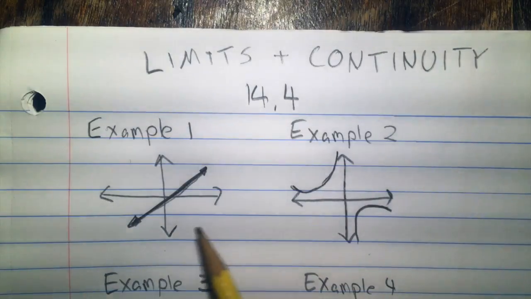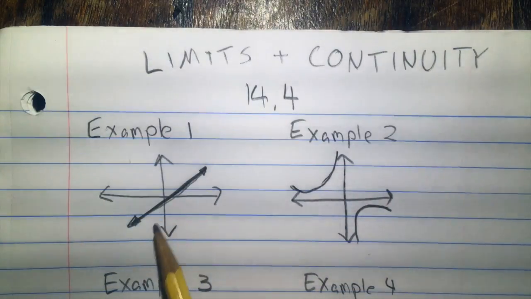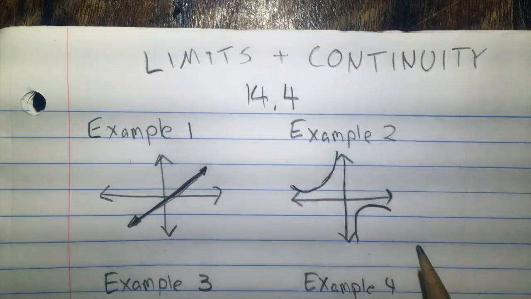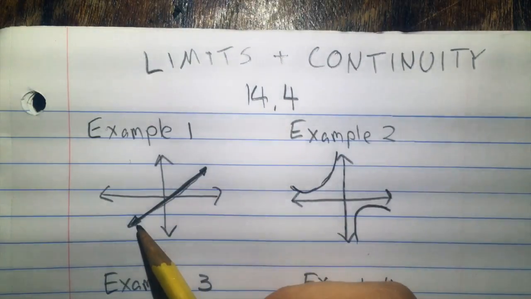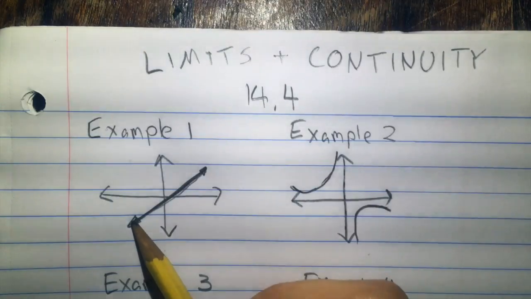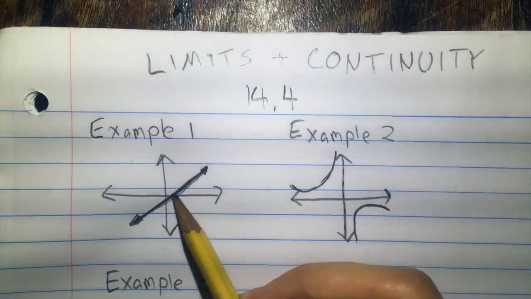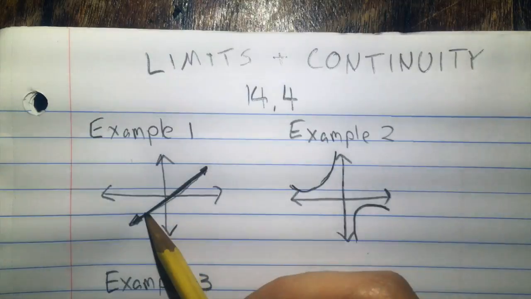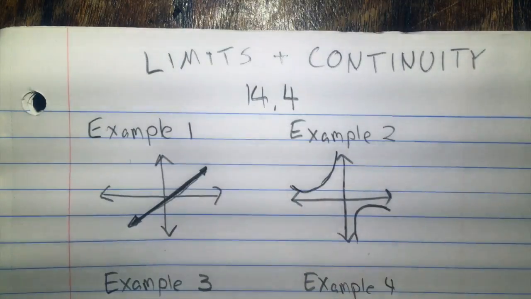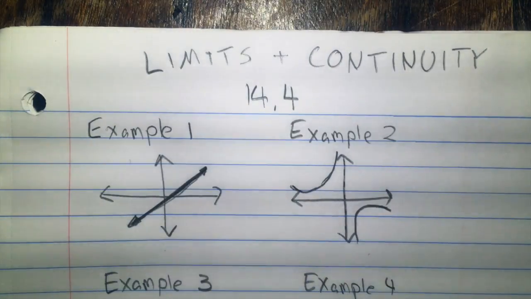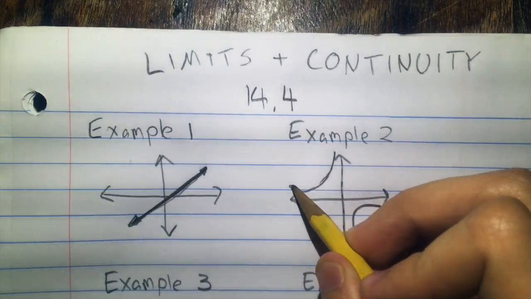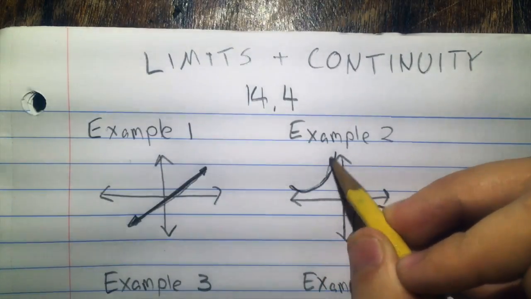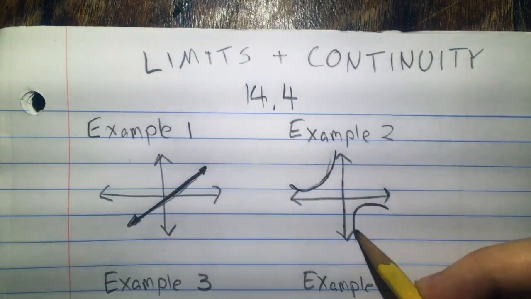Examples 1 and 2 feature a continuous graph and a not continuous graph. Example number 1 is continuous because you can take your pencil and draw the whole entire thing without picking up your pencil. Example 2 is not continuous because it has an asymptote, and you'd have to pick up your pencil at 0.